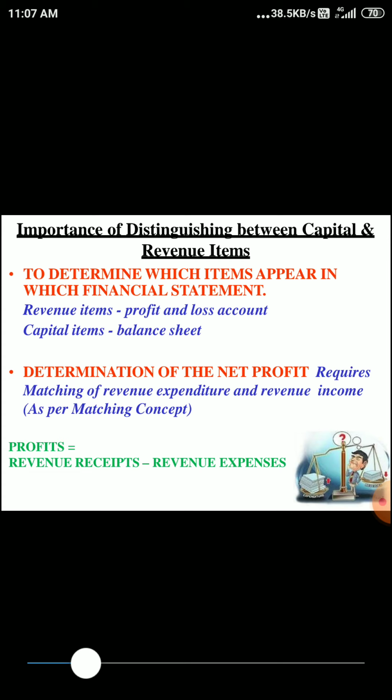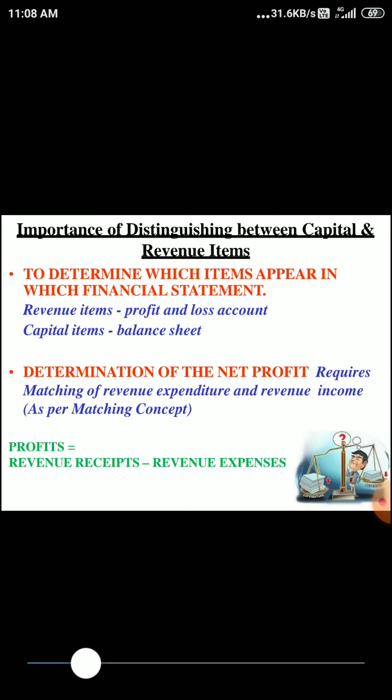Revenue items are those which will recur again and again, and the duration of the revenue item will be very short. Because of this, these are not recorded in the balance sheet. This will be recorded in your profit and loss account. Similarly, capital items are those which will not be recorded in your P&L because they have a long-term effect. Hence, this will be recorded in the balance sheet.